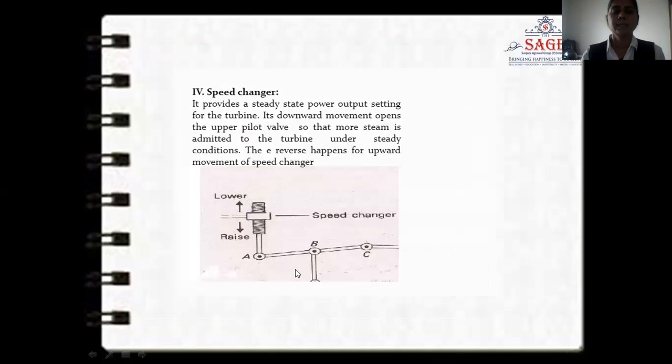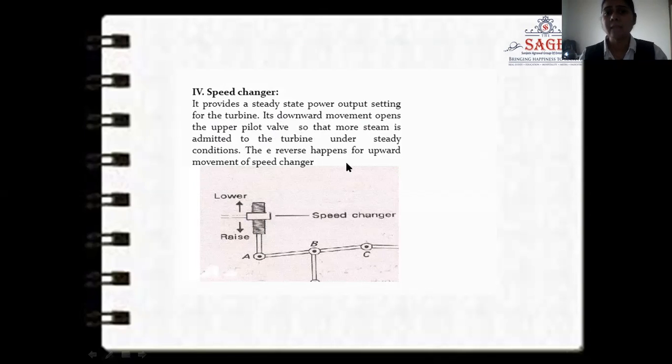Then the last one is the speed changer. What is a speed changer? This part of the system is the speed changer. It provides a steady state power output setting for a turbine. Its downward movement, whenever it is moved in the downward direction, opens the upper pilot valve so that more steam is admitted to the turbine. How it will happen, we will see in the next class.